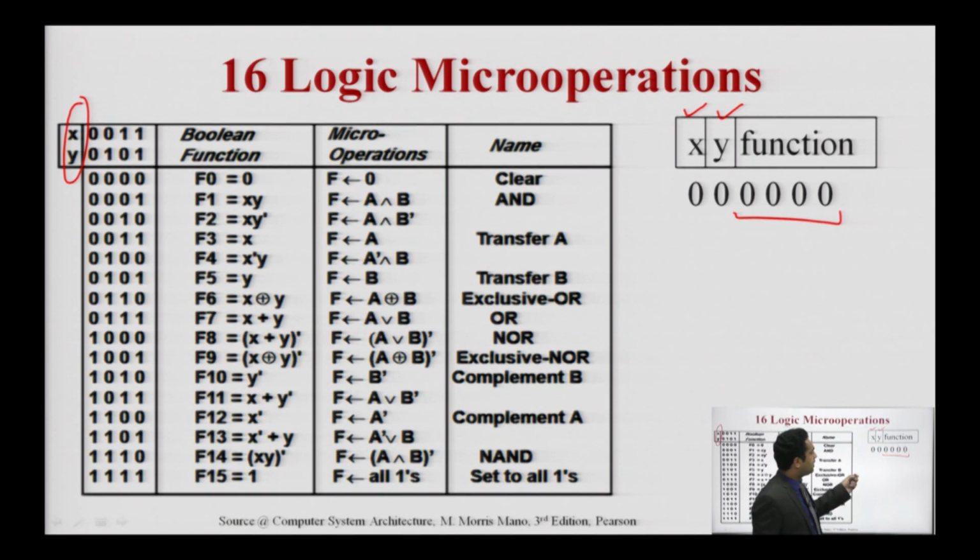If I am talking about this nomenclature 0 0 0 0 0 0, we represent X, the first number, as 0, Y, the second number, as 0, and the function is 4 zeros. Based on this, we have a 16:1 mux where we use the 4 selection lines, and I pass 0 0 0 0 to the selection lines, and my operation is clear, because F0 is represented as clear. It means we are going to clear the register. So here the name of the operation is clear.